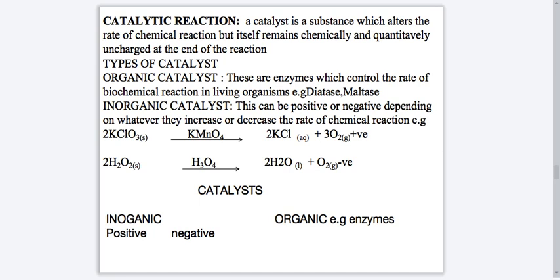Another enzyme here is maltase. Maltase is an enzyme which works on maltose. Maltose is an example of disaccharide. What is disaccharide? Two molecules of sugar are referred to as disaccharide. Examples of disaccharides are maltose, as I've said here, we have sucrose, and we have lactose.